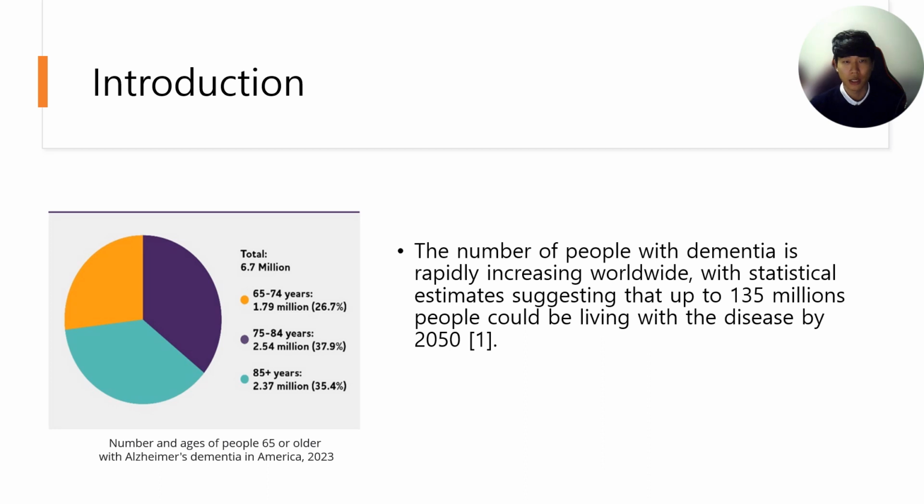Current projections estimate that by the year 2050, the global population of individuals with dementia could soar to a staggering 135 million. The image on the left shows the population and distribution of dementia patients aged 65 and over in the US in 2023. This is not just an individual or family concern. It's a mammoth challenge that healthcare systems worldwide will need to confront.